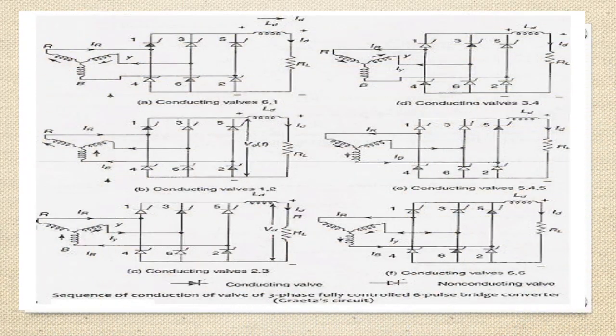See in this diagram, students, sequence of conduction of valves of 3-phase fully controlled 6-pulse bridge converter is shown here. So we can connect them either in star. Okay, so we are connecting in star here. So conducting valves is 6-1. First diagram is showing 6-1. Second diagram is showing conducting valves are 1-2. Third is showing conducting valves are 2-3. Fourth is showing conducting valves are 3-4. Fifth is showing 4-5, 5-6.